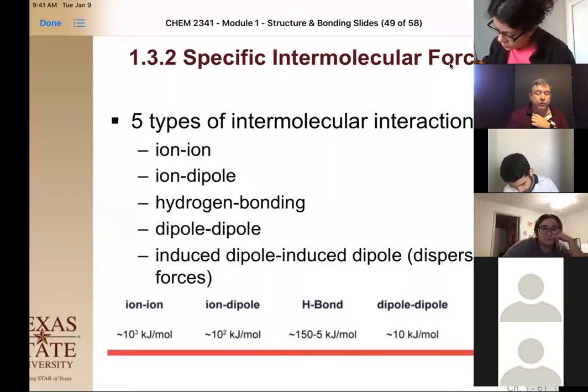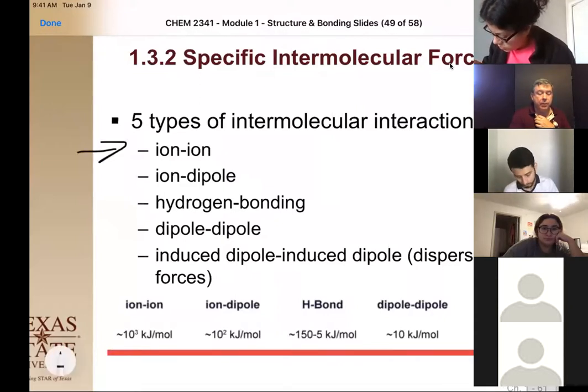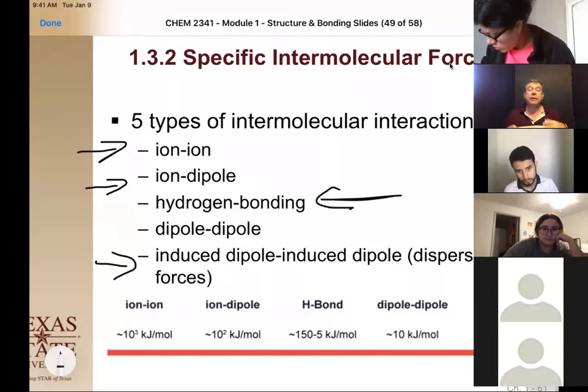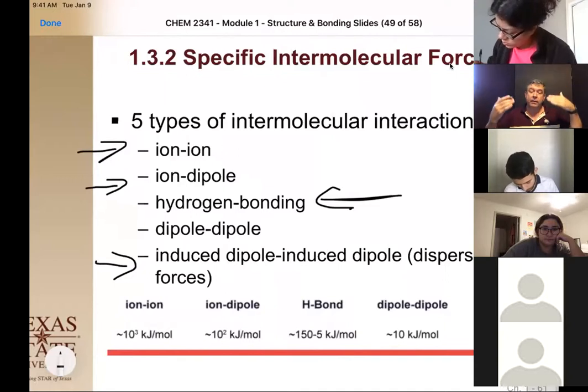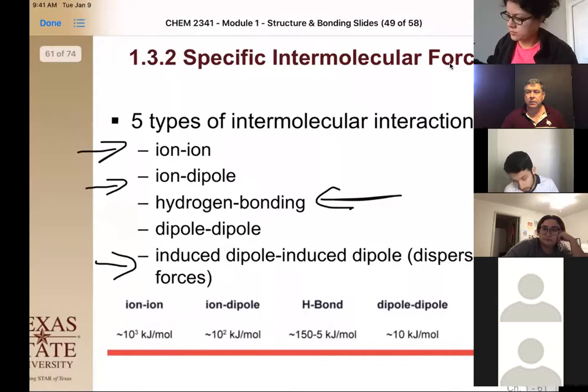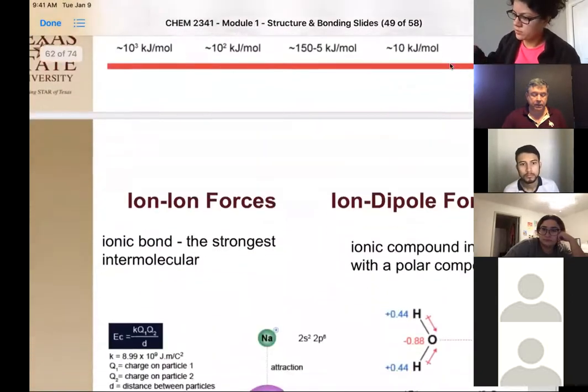So as you go from a fully charged species to a partially charged species to something that can hydrogen bond and to something that's nonpolar, completely nonpolar, that's why they decrease in strength as we go down the list. So let's talk about each of those independently.